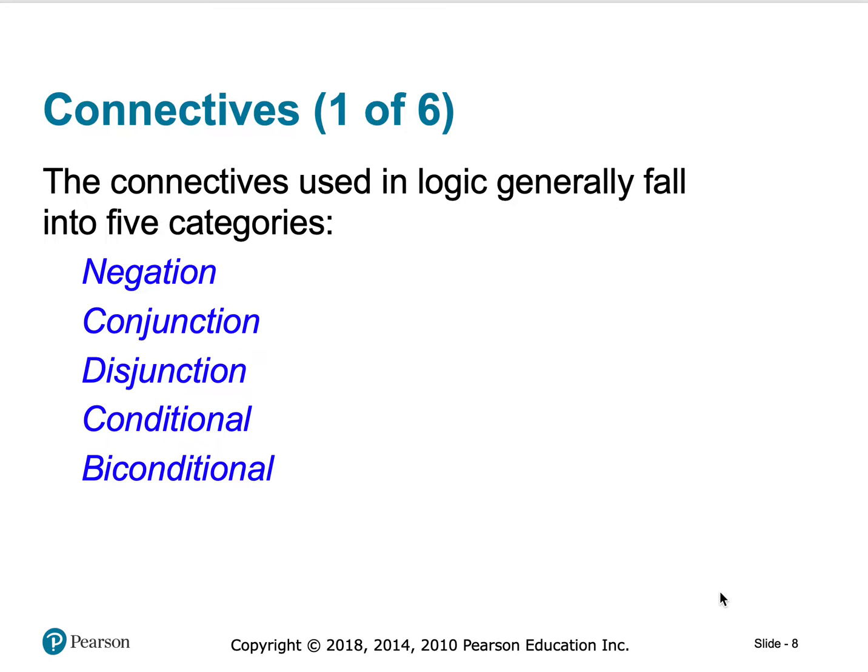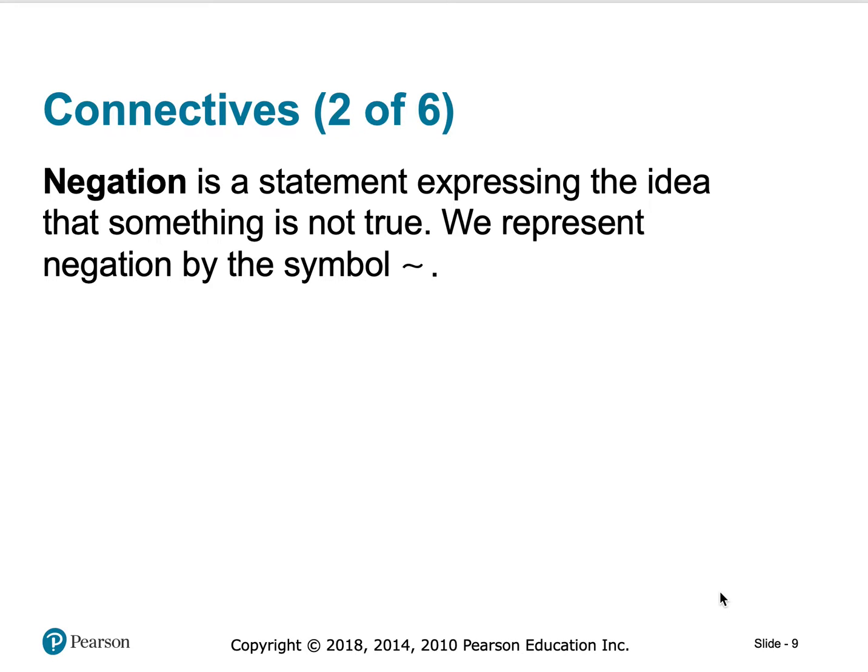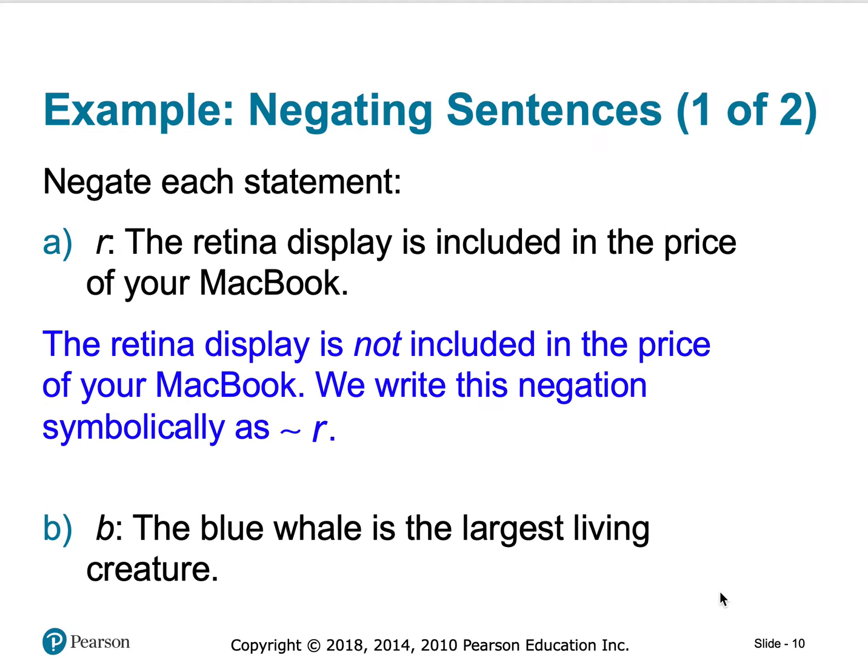Connectives used with logic generally fall into five categories: negation, conjunction, disjunction, conditional, and biconditional. A negation is a statement where we express that something is not true. So the sky is not blue would be a negation, and in the actual logic statement, I would say not P would stand for the sky is not blue. Here's an example. If R is the retina display is included in the price of your MacBook, then the negation would be the retina display is not included in the price of your MacBook. To write it in shorthand mathematically, we would just write not R.